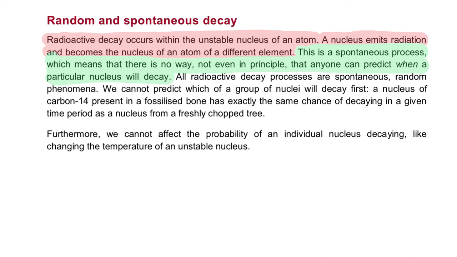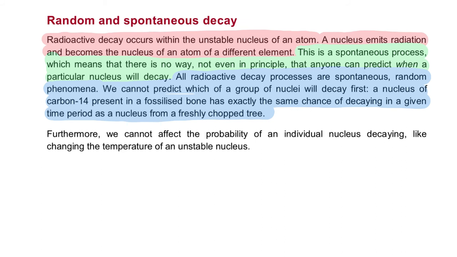So we work with probabilities. We look at the probability of a nucleus decaying, but there's no way with certainty that one can determine when a specific nucleus will decay. So all radioactive decay processes are spontaneous and they are random phenomena. We cannot predict which of a group of nuclei will decay first. For instance, a nucleus of carbon-14 present in a fossilized bone has exactly the same chance of decaying in a given time period as a nucleus from a freshly chopped tree. So it's a random process.